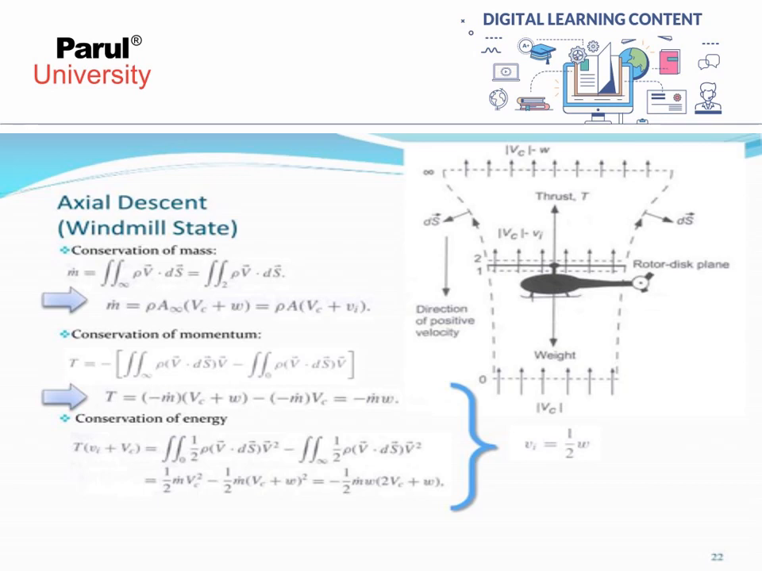The conservation of energy is T into (Vc plus Vi), which is equal to the double integration at point 0 of 1 upon 2 rho v dS into v square minus the double integration at infinity of 1 upon 2 rho v dS into v square. That is 1 upon 2 m dot Vc square minus 1 upon 2 m dot (Vc plus omega) whole square, which is equal to minus 1 upon 2 m dot omega into (2Vc plus omega). Then Vc plus Vi is equal to 1 upon 2 omega.